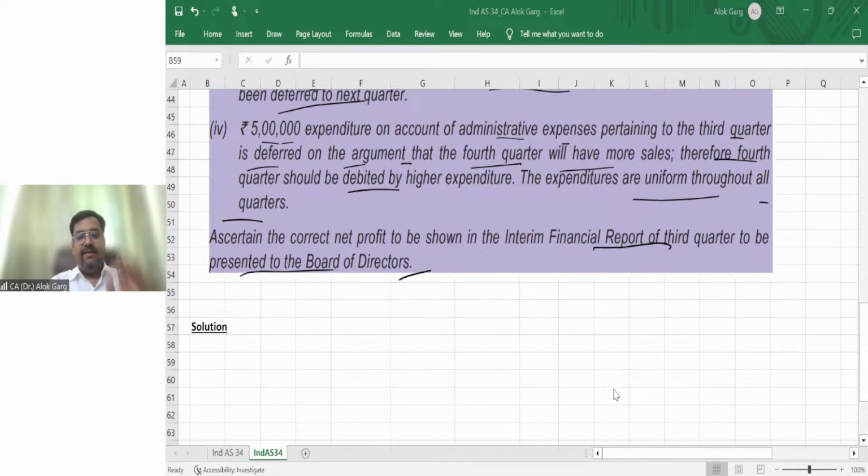Now in this case, what is the net profit which is given in the question? Net profit per the question. The net profit of 20 lakh rupees is given in the question. Right. Now we need to do some adjustment.